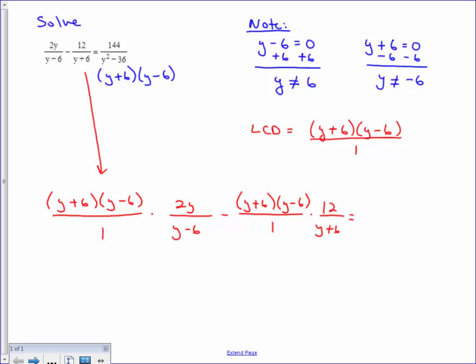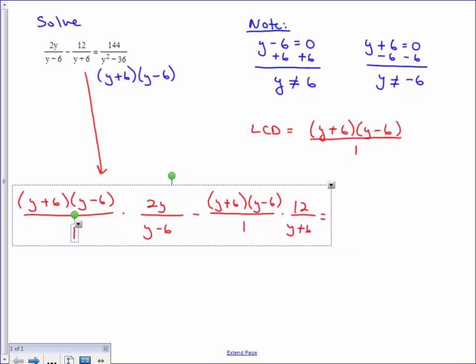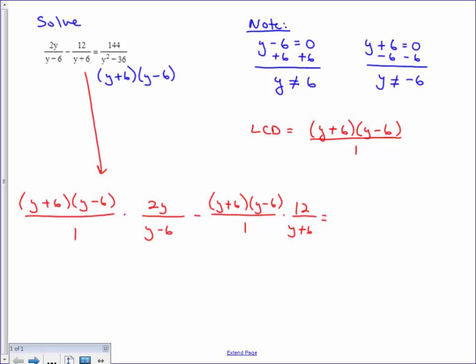Notice that on the right hand side, my original problem was not factored in the denominator, but when I multiply by the LCD, I make sure that I write my denominator on that last part in factored form. So it would be multiplied by 144 over y plus 6 and y minus 6. Once I have done this, go back and cancel the denominators that I can.